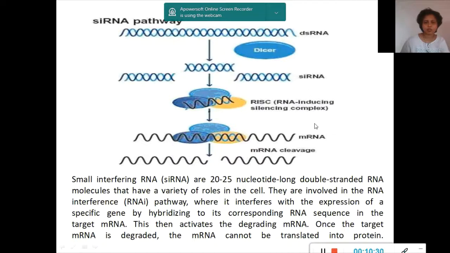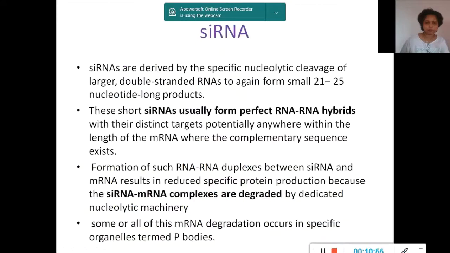So what happens? Once the siRNA goes and binds, it is a silencing RNA, and Dicer also comes and binds, and the cleavage, the breakdown, happens. Once the siRNA is bound, Dicer, which is an RNA cutting enzyme, will also be bound, and then the mRNA breakdown will happen.